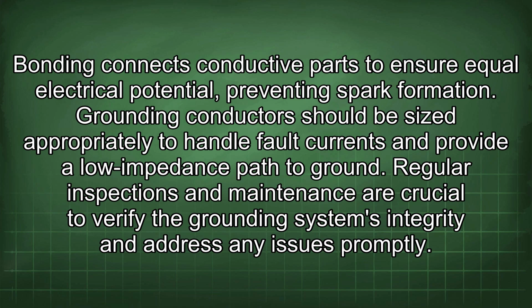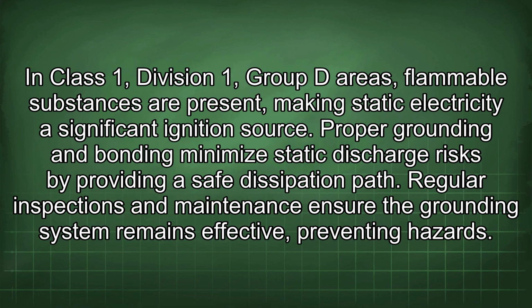Regular inspections and maintenance are crucial to verify the grounding system's integrity and address any issues promptly. In Class 1, Division 1, Group D areas, flammable substances are present, making static electricity a significant ignition source. Proper grounding and bonding minimize static discharge risks by providing a safe dissipation path. Regular inspections and maintenance ensure the grounding system remains effective, preventing hazards.